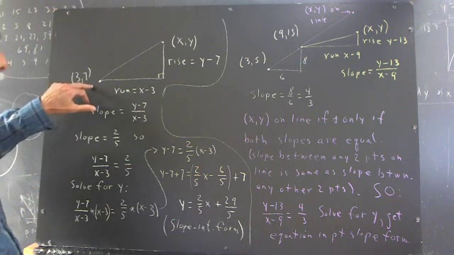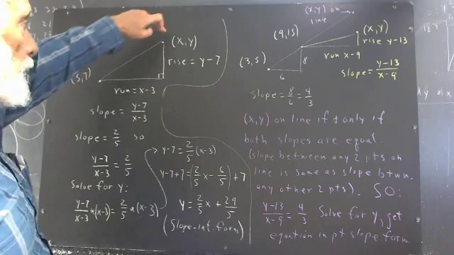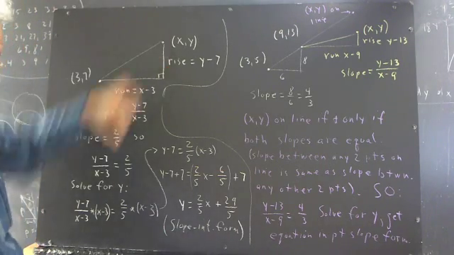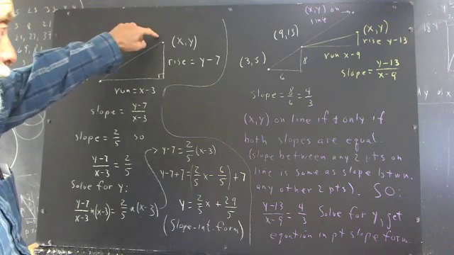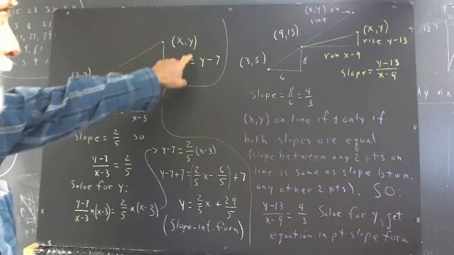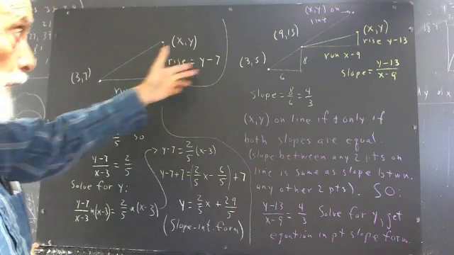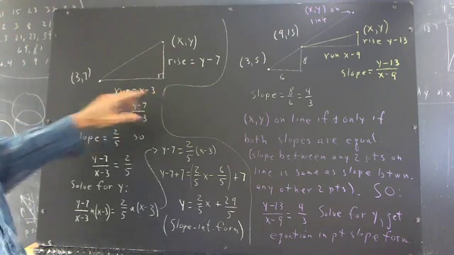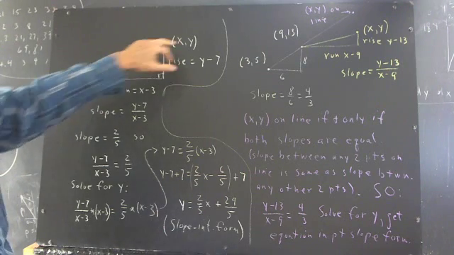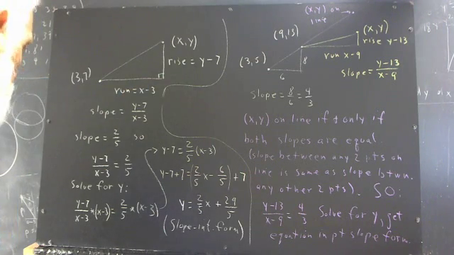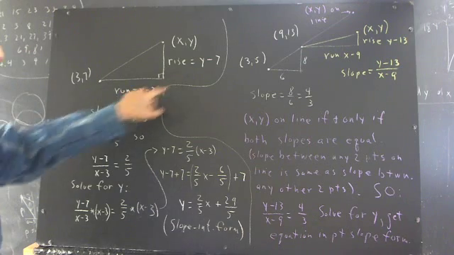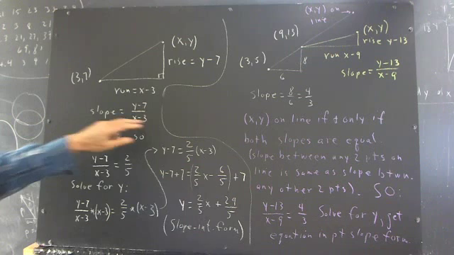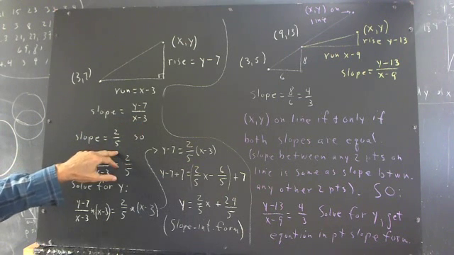Okay, if we're given the point (3, 7) and (x, y), then we easily sketch the fundamental triangle involving those two points and conclude that the rise is y minus 7, the change in the y coordinate from here to here, and x minus 3, the change in the x coordinate from x equals 3 to point x. Okay, so the slope is rise divided by run, y minus 7 divided by x minus 3, and we're given that the slope is 2/5.